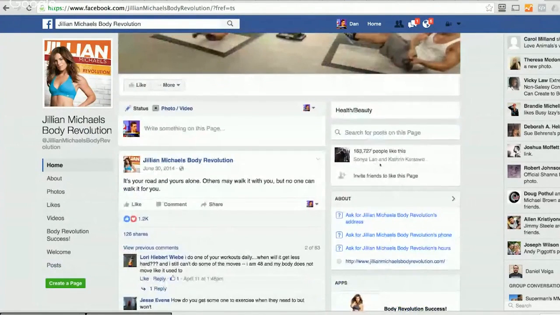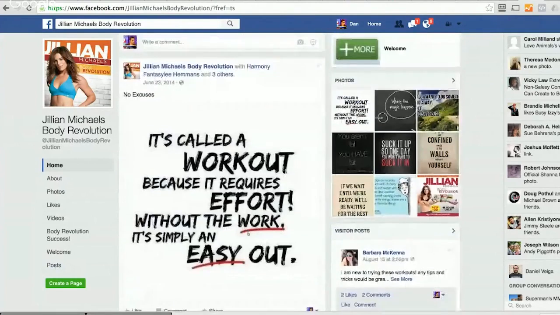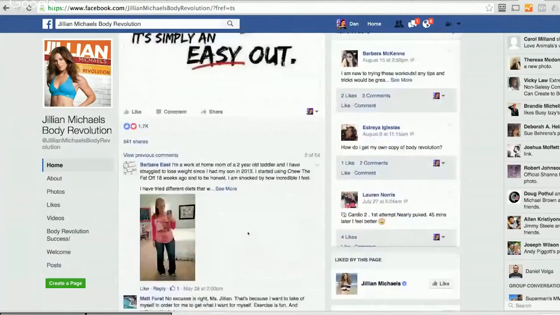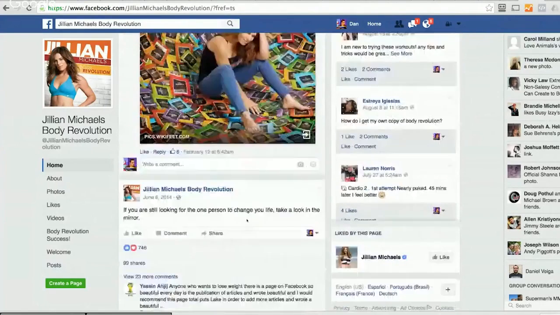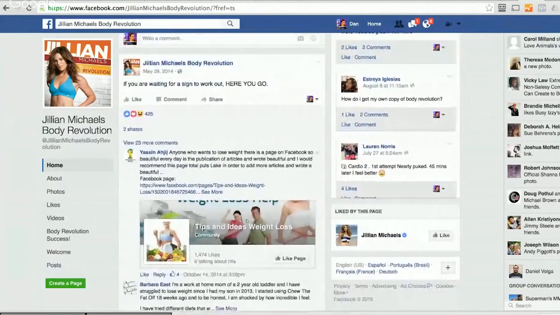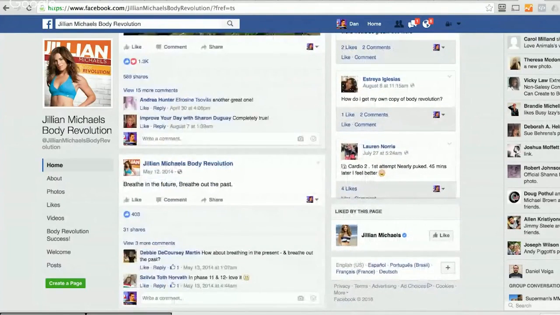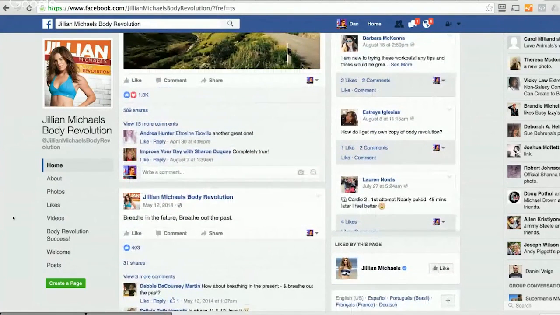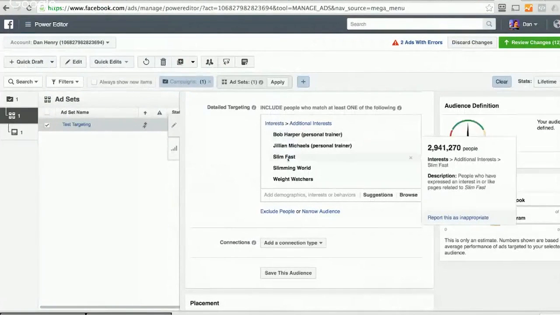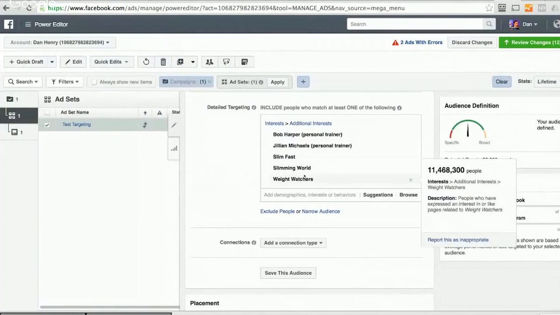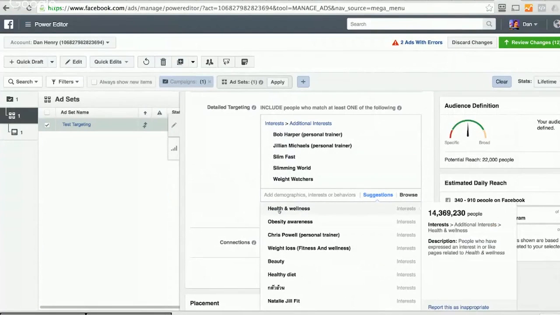See, that one has 163,000, which is very, very close to someone liking her specifically. So even though there's a little bit of algorithm in this, it's still pretty damn accurate. It used to actually be exactly the page, but now it's including a few other things, which I think is actually a good thing. But anyway, the same thing happens with Bob Harper and Slim Fast, and it's pretty darn accurate. It's pretty fact based. However, when you look at something like health and wellness, that is not a brand name.